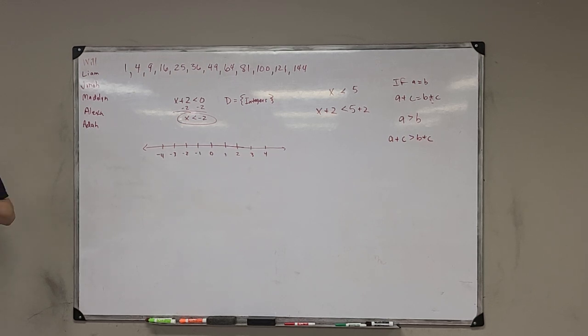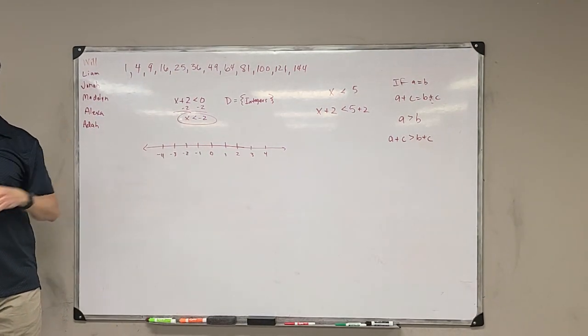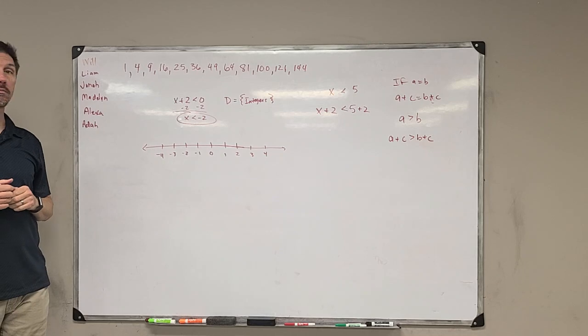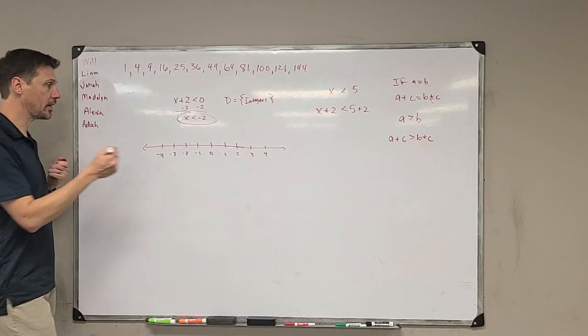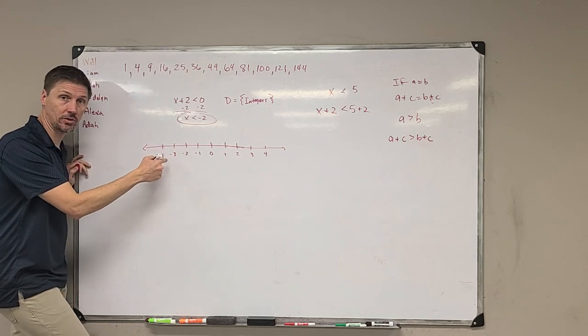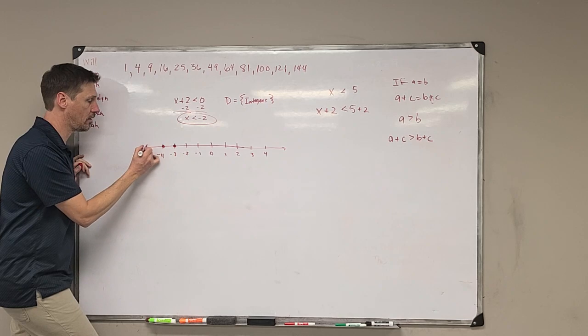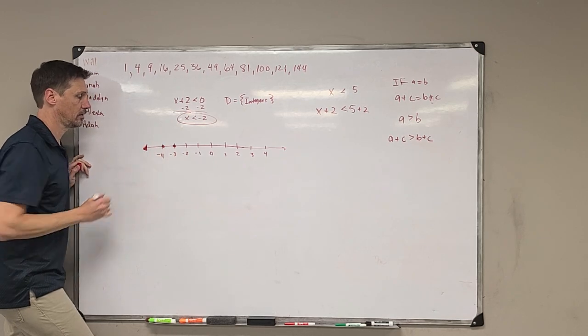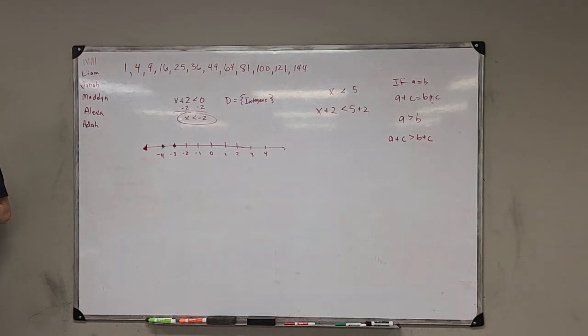Negative 2. Not negative 2, because it's less than, not less than or equal to. So negative 3, right? It's everything that's less than negative 2 but is an integer. So negative 3, negative 4, and then all the negative integers that are further to the left. Does that make sense? Okay?